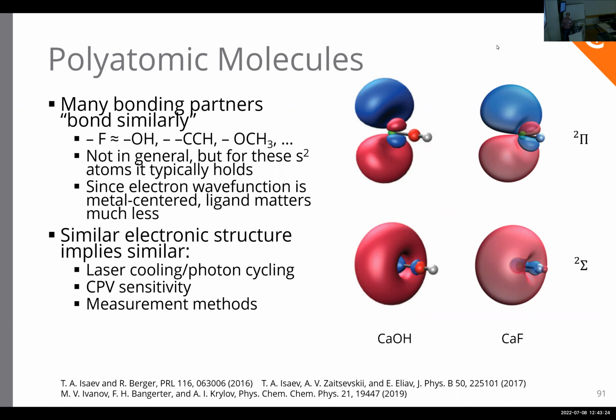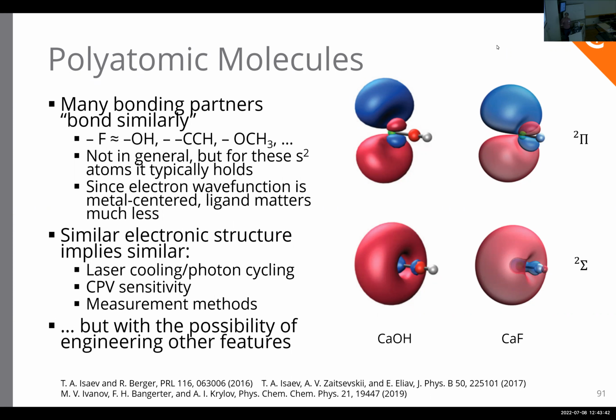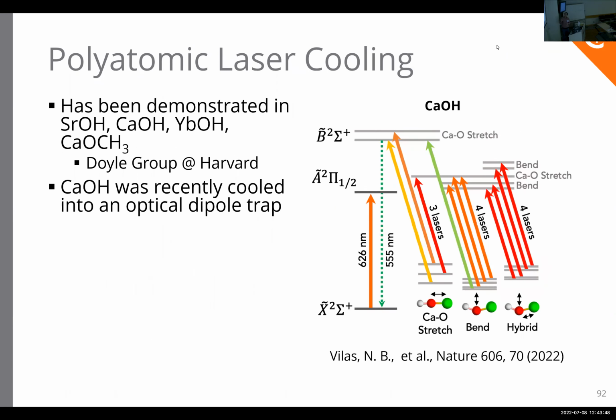So everything I said that relies on the electronic structure, like laser cooling, CPV sensitivity, the way you do the measurement, they're all very, very similar. So that's good news. You're adding complexity, but you're not adding so much complexity that it looks totally different. It looks pretty similar, but now you have the ability to engineer other features into it. So, what kind of features?